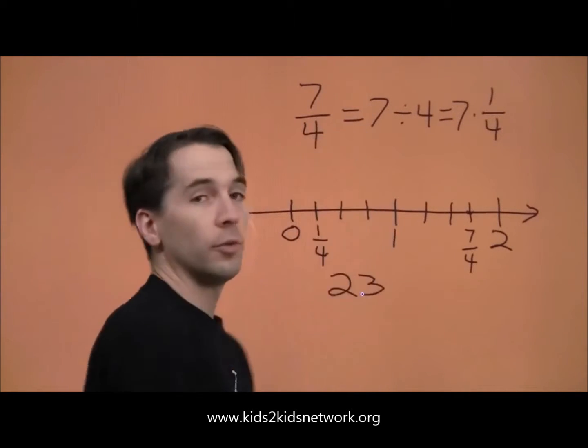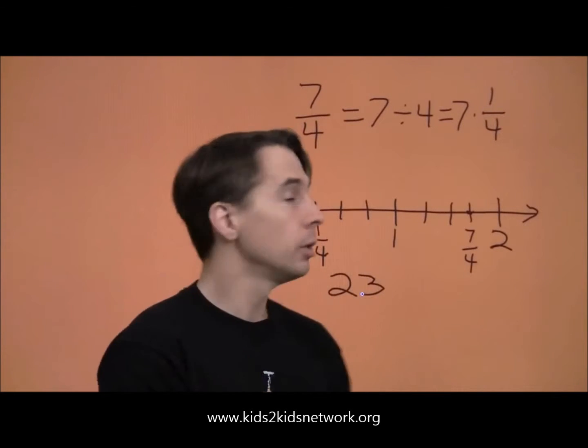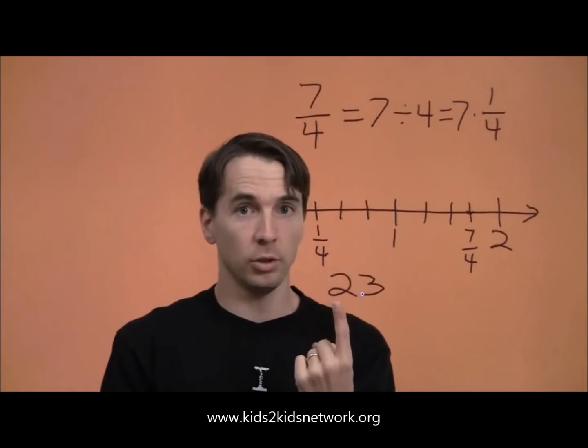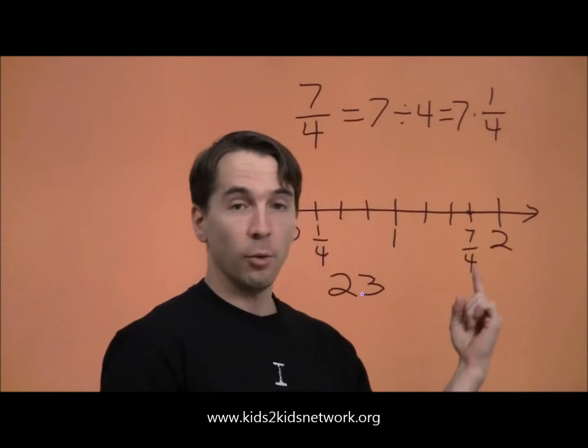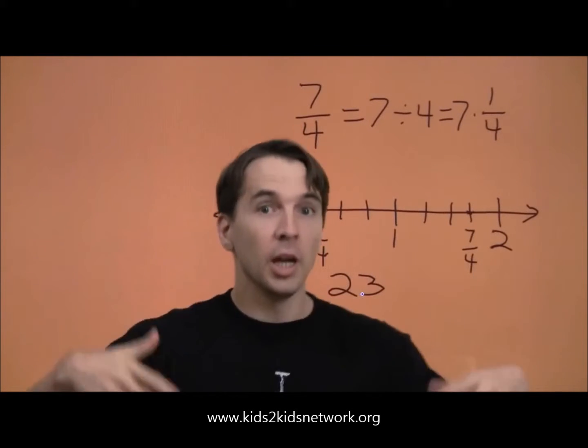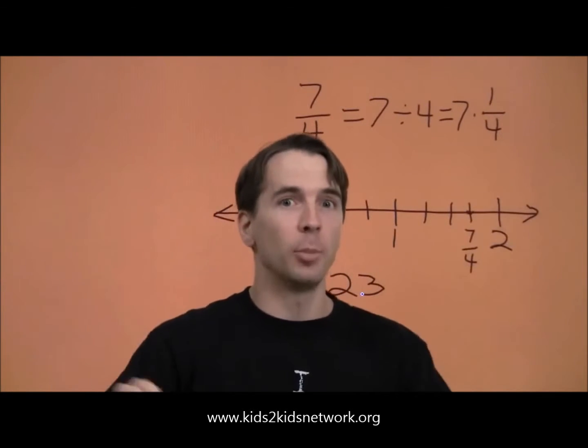With fractions, 7 over 4, we're using 2 numbers, 7 and a 4, to represent a single number, 7/4. 7/4, it's a single number. Say it with me. A fraction is a number. Good. All right. One more.